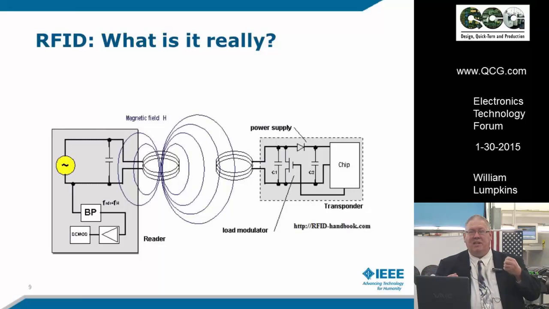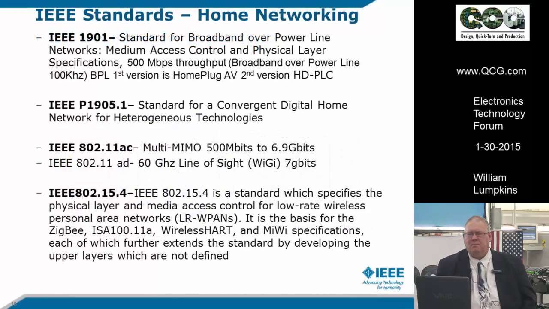This is the same idea really as energy harvesting. And RFID we now use in toll tags, we use it all over the place. Let's look at some of the IEEE standards in home networking. IEEE 1901 is a standard for broadband over power line networks. It's up to about 500 megabits of throughput.